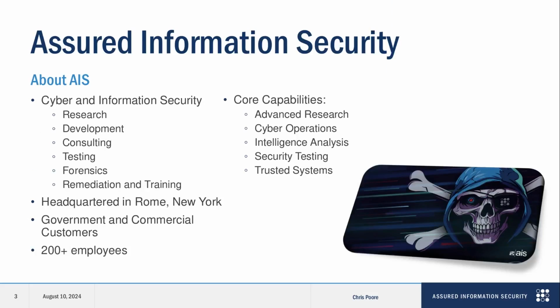A little bit about AIS. We're a cyber and information security company headquartered in Rome, New York. We're a government contractor, but we also do commercial work. We have a couple hundred employees. Our core capabilities are advanced research. We do a lot of AI, ML type work, cyber operations, a lot of offensive, defensive work too. Intelligence analysis. We do a lot of software development on lots of different government platforms for collecting all kinds of intelligence. Security testing, that's what I specialize in. You'll see some of what I do rub off on FISSURE here. And trusted systems, we do a lot of that. We have a lot of good products in that realm, and virtualization as well. Check out our website to learn more about us if you have any more questions.